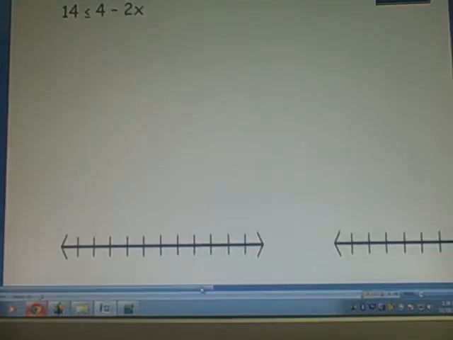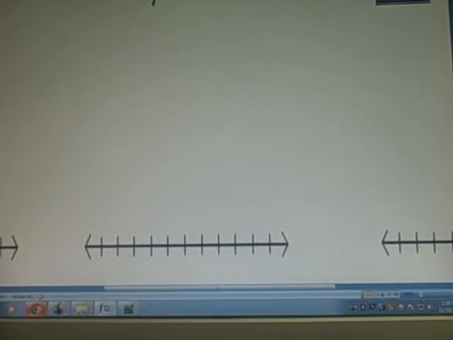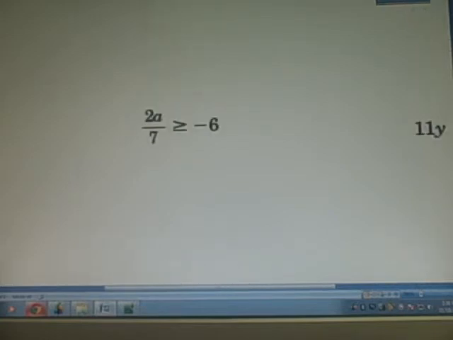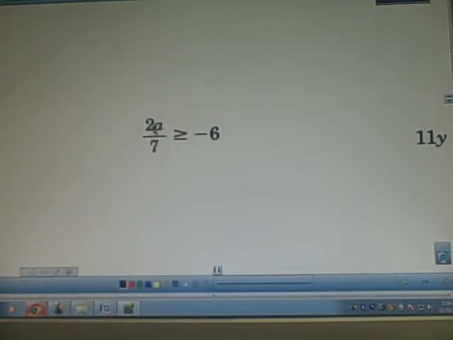Okay, let's take a look at the next one. So now I have 2a all divided by 7 is greater than or equal to negative 6. So I'm going to see that both numbers with my variable are positive, so I don't need to change my inequality symbol direction. You'll notice the entire 2a is being divided by 7. Therefore, I'm going to have to use multiplication first. And I'm multiplying both sides by 7.